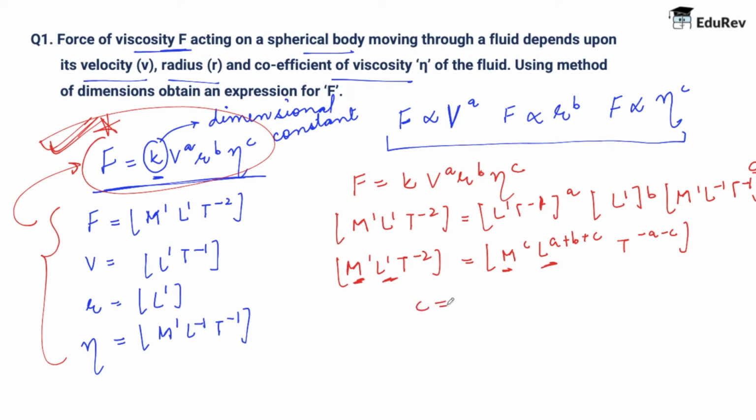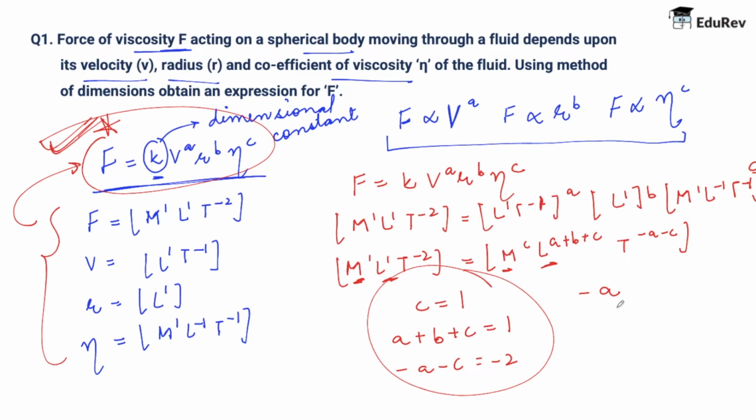So C should be equal to 1, then A plus B plus C should be equal to 1, and minus A minus C should be equal to negative of 2. Now because C is 1, so A should be what? Minus A, these are the three equations. Minus A minus 1 equals minus 2. That is minus A equals minus 2 plus 1. That is A should be equal to what? 1. So because A is 1 and C is 1, what should be B?